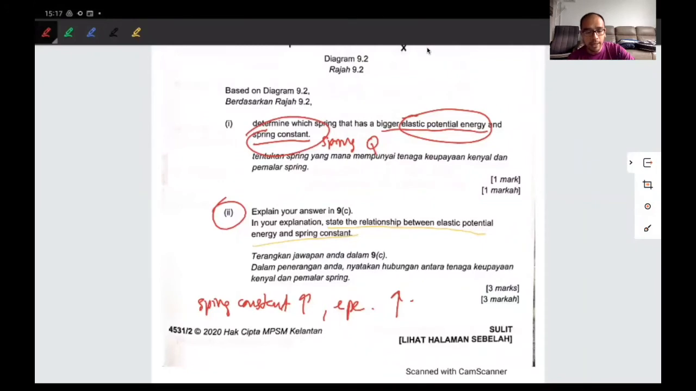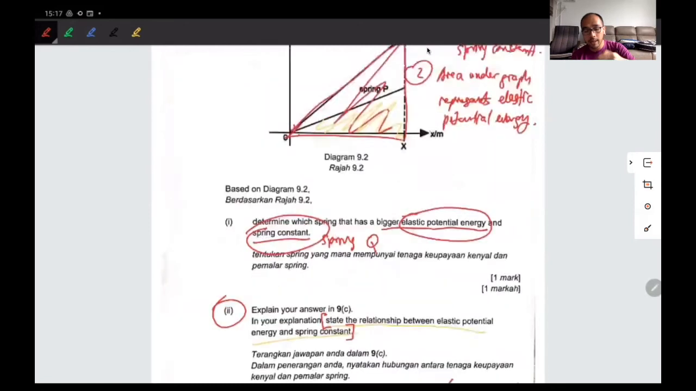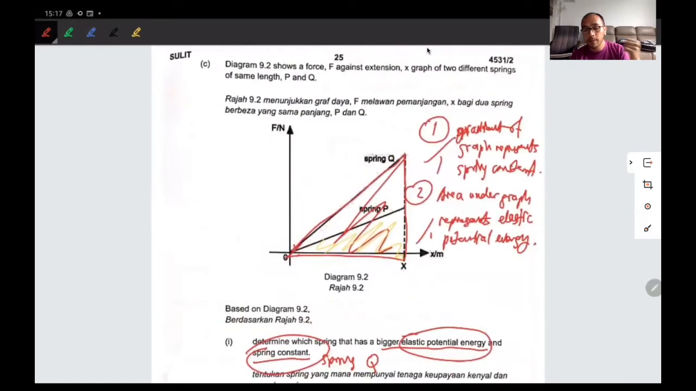Be very careful. As I said just now, when you write a relationship, turn on your brain. Make sure that the relationship makes sense. That's how you get the 3 marks. So here 1 mark, and then these two is 1 mark, 1 mark. These are all facts.